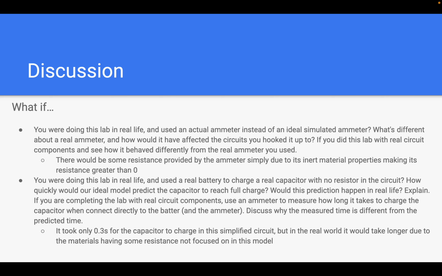And for the second what-if question, it only took 0.3 seconds for the capacitor to charge in this simplified circuit, but in the real world it would take longer due to the actual materials having some resistance not focused on in this model.